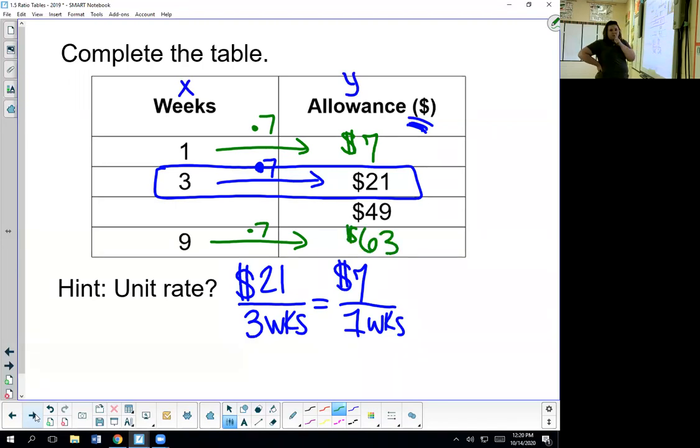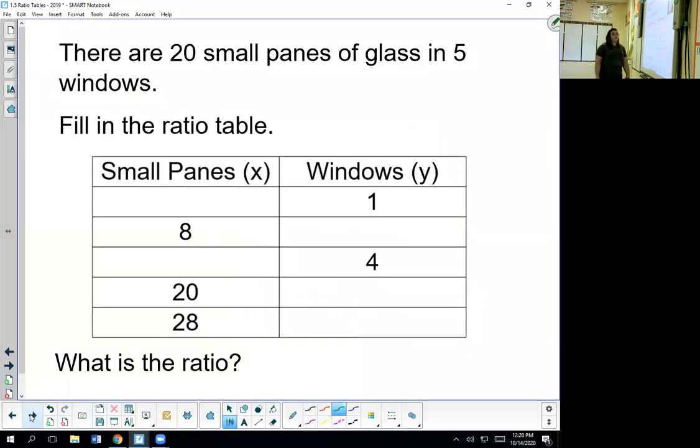The only one I have to do is go backwards on the 49. So we do the inverse. What times 7 is 49, or 49 divided by 7 is what? 7. There you go. Do the inverse. Those are inverse operations. Okay. All right, same concept.